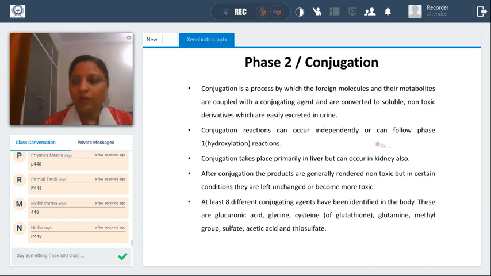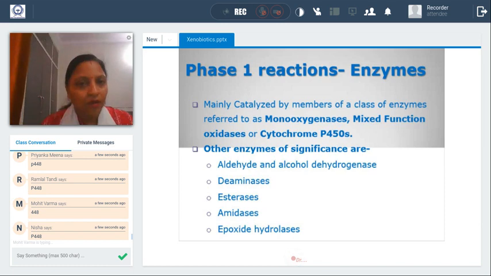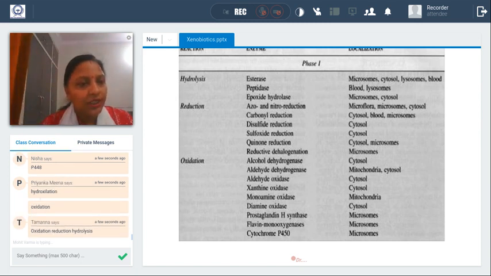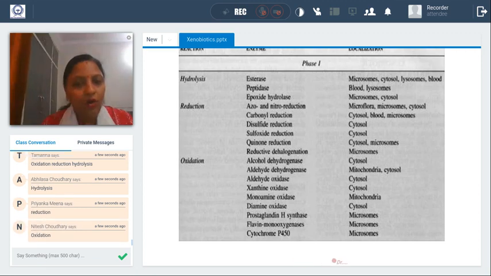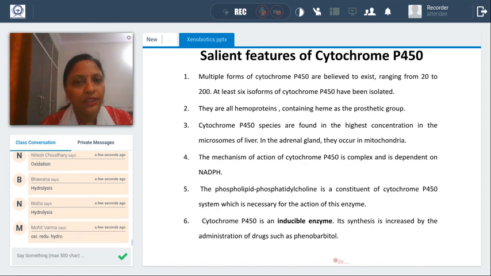Phase 2. So, in phase 1, what are the reactions of phase 1? Phase 1 includes oxidation, reduction, and hydrolysis, please write in the box. Overall, hydroxylation of the xenobiotic compounds.